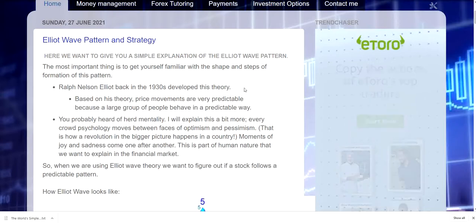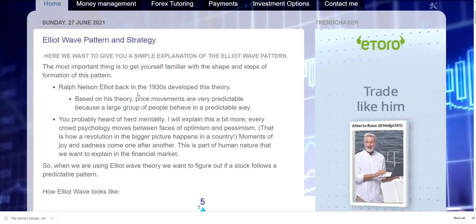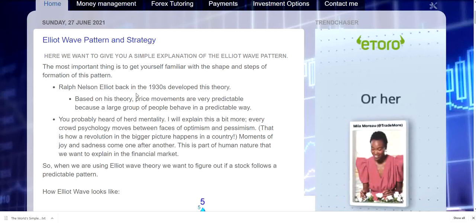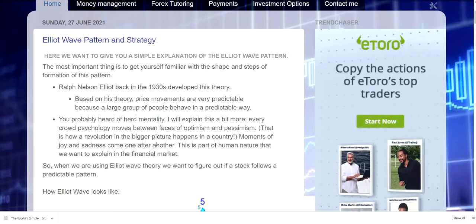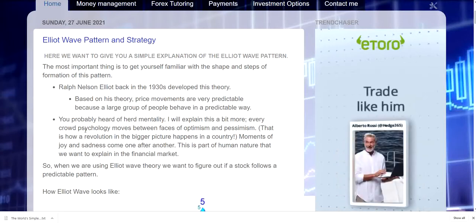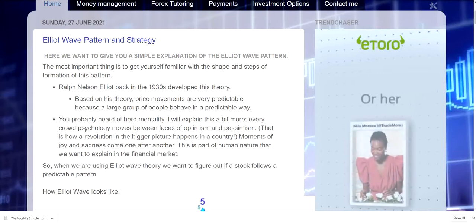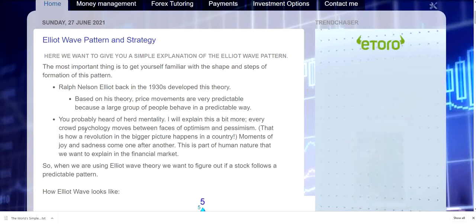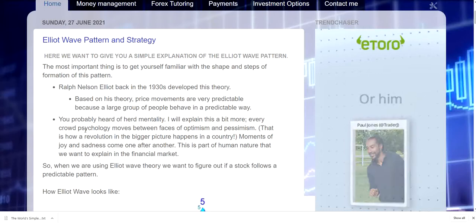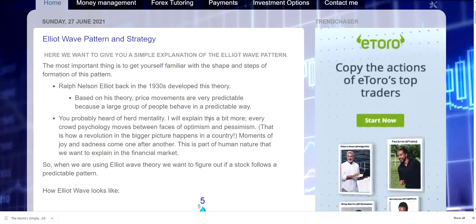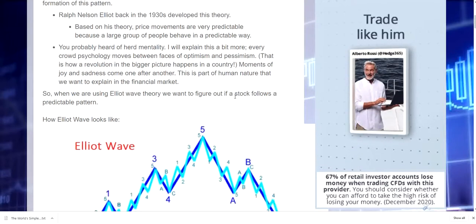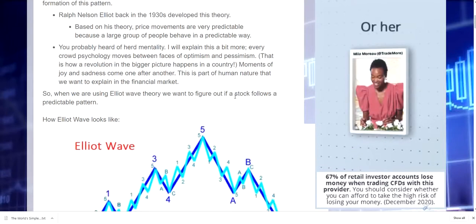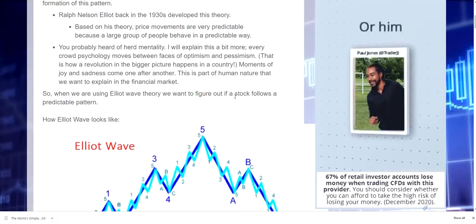A bit of background about this pattern. Ralph Nelson Elliott, back in the 1930s, developed this theory. Based on his theory, price movements are very predictable because a large group of people behave in a predictable way. So he created this theory based on the psychology of people's behavior.